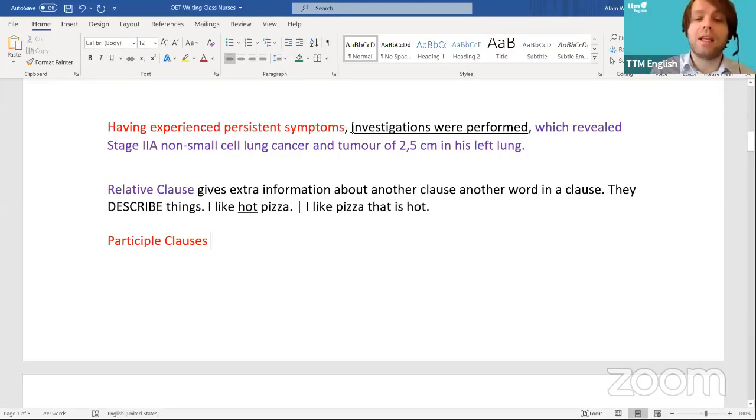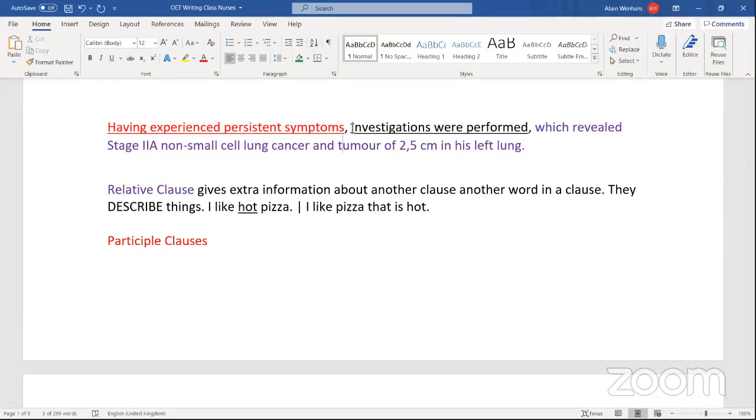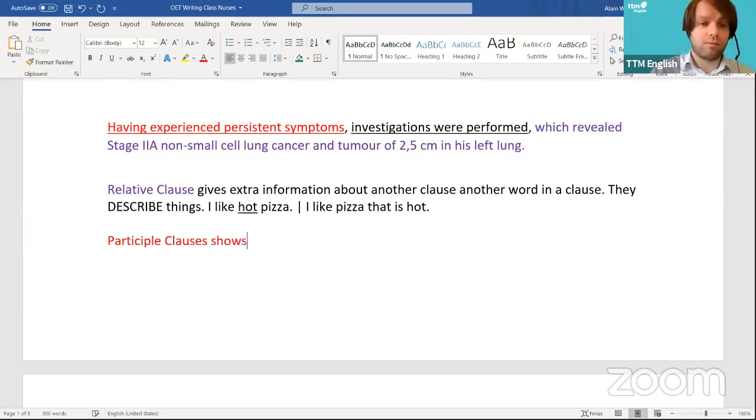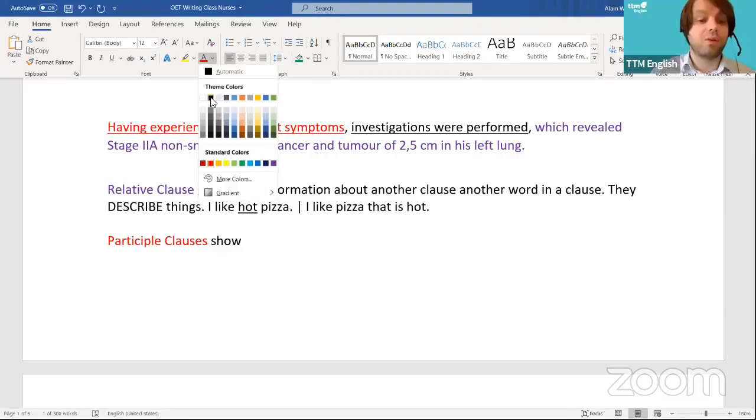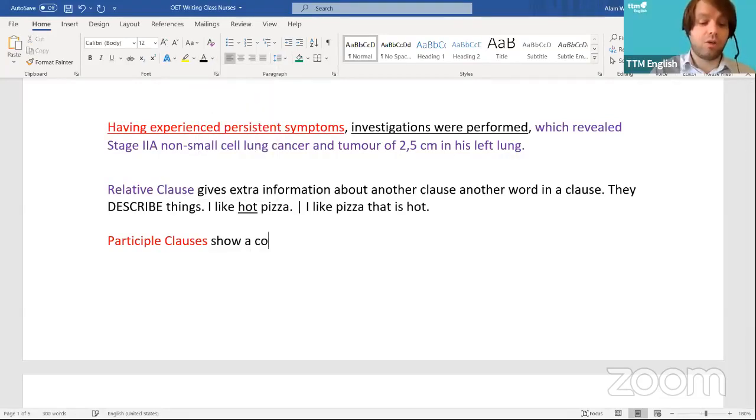How many things are happening here? We've got this one and we've got this. Are they separate ideas? They are. They're two separate things, right? So participle clauses show a connection between two events or states.